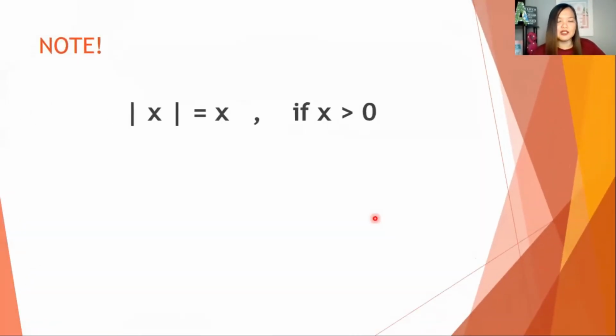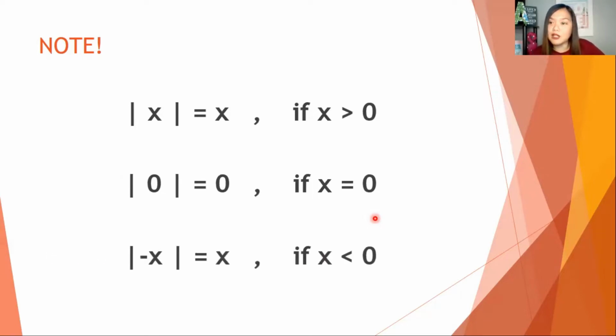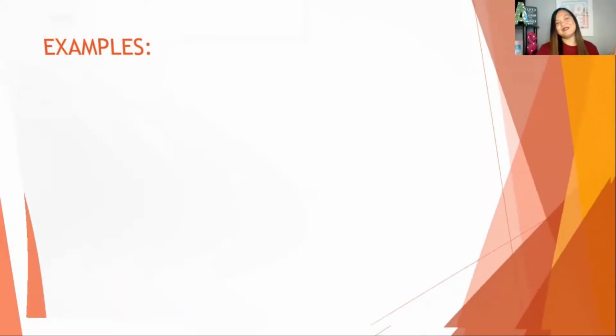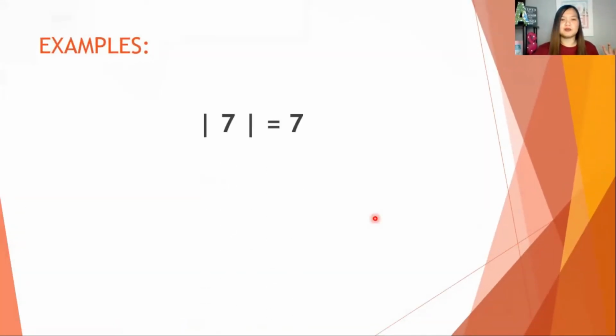Okay, so note of this one, the absolute value of x is positive x if x is greater than 0. So the absolute value of 0 equals 0. The absolute value of negative number is a positive number. Okay, so makikita natin dito na lahat positive. Positive siya, magiging positive. Yung 0, magiging 0. Yung negative, magiging positive. So, positive lang siya. Positive vibes lang tayo, guys.